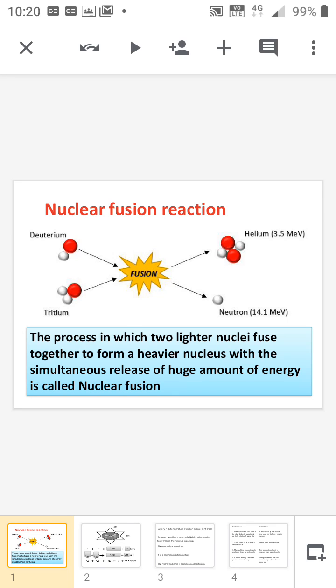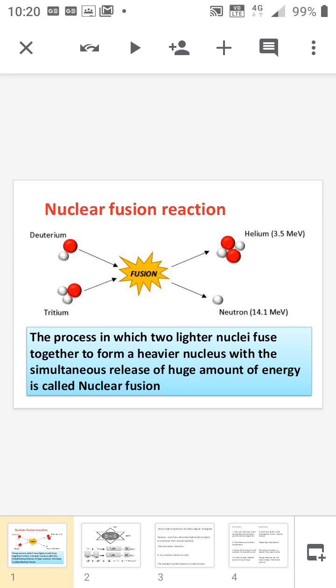The fusion reaction. Nuclear fusion reaction means it is a process in which two lighter nuclei fuse together to form a heavier nucleus with the simultaneous release of a huge amount of energy. This process is known as nuclear fusion reaction. See here, I have quoted one example. Deuterium and tritium, both isotopes of hydrogen, fuse together and we get helium and one neutron, and a tremendous amount of energy is released during this process.